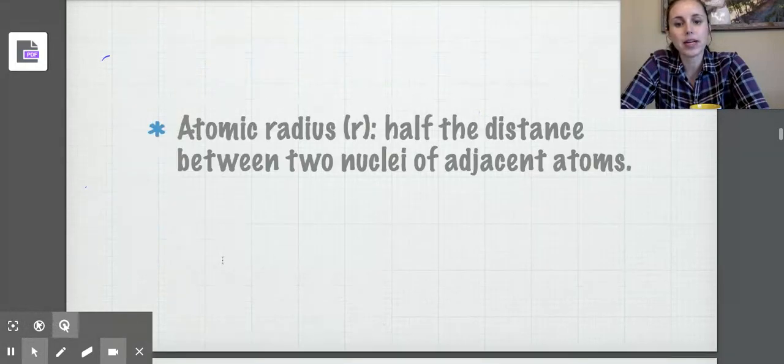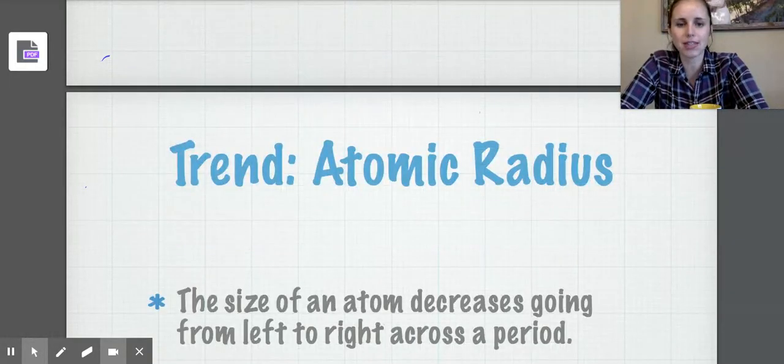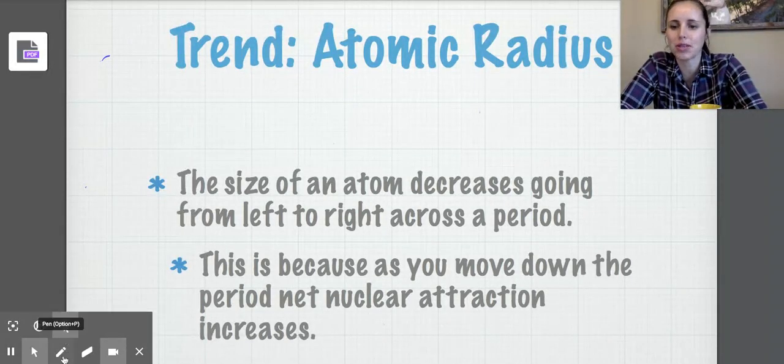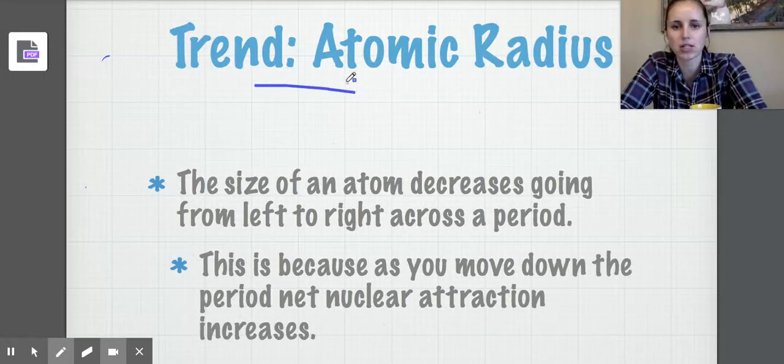All right, so we want to think about this trend in terms of shielding effect and in terms of net nuclear attraction. So first of all, the size of an atom decreases as we go from left to right across a period. So as we go in this direction, the size of my atom is actually going to decrease. I'm going to be the biggest here, and then I'm going to get smaller, and smaller, and smaller. Now remember, as I go from left to right, I'm not adding new shells, so I'm not adding new energy levels. So I'm not getting smaller because there are fewer shells.